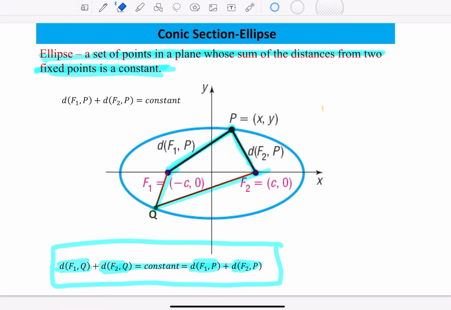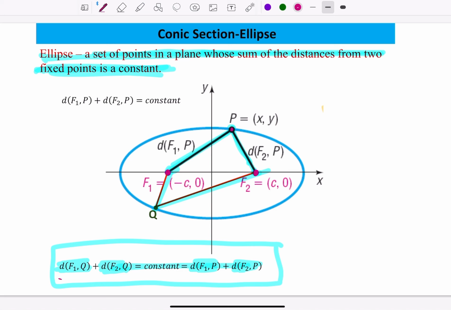A conic section ellipse is a set of all points in a plane whose sum of distances from two fixed points is equal. Those two fixed points are called foci, F1, F2. So the sum of distances from any point on the ellipse to these two points is going to be a constant.